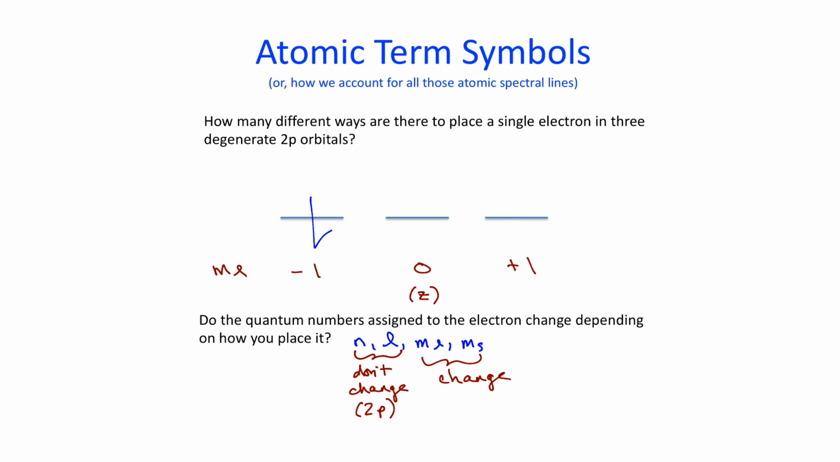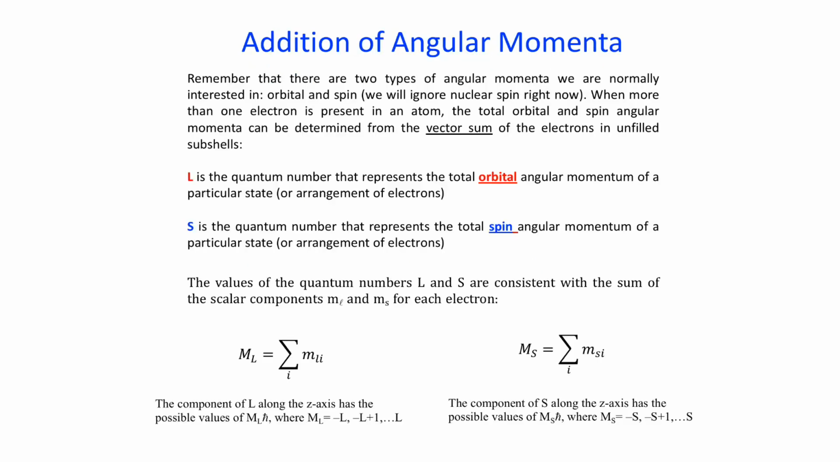Okay, so it turns out that each of those different quantum number assignments, each of those different ways that we put our electron into those orbitals, has a different energy associated with it. So we need to have now a way that we can essentially notate or label what those different energies are. And the way that we start getting at that is by essentially accounting for all of the various angular momenta that we have going on in our system.